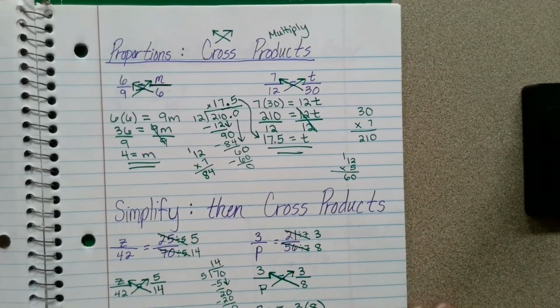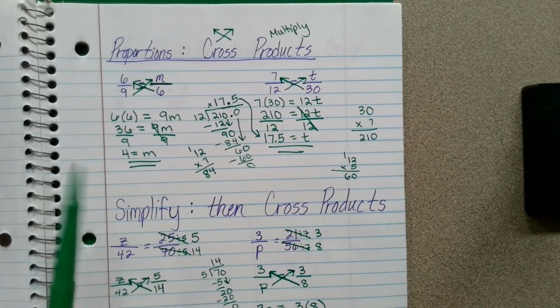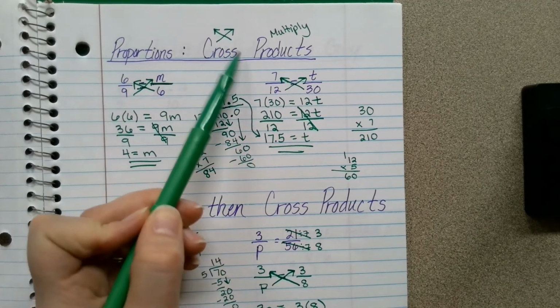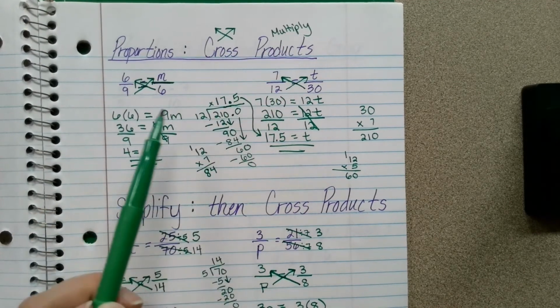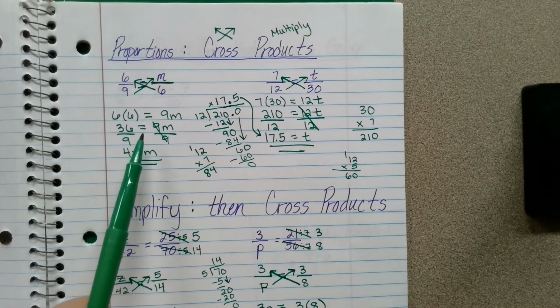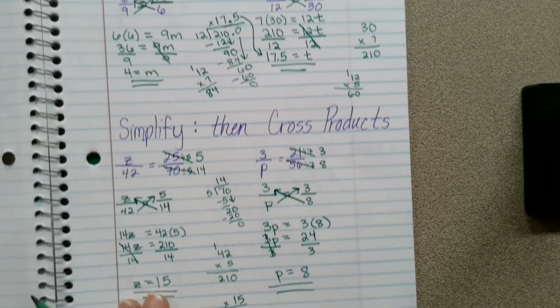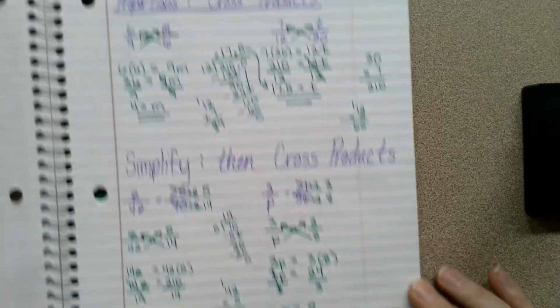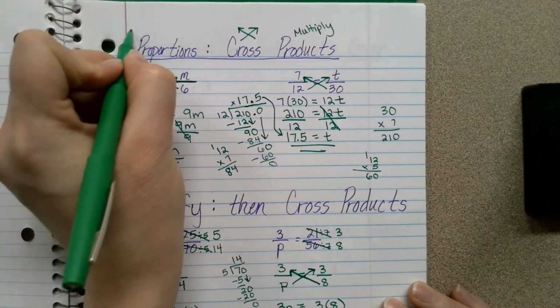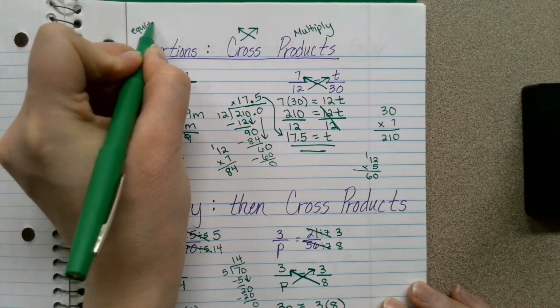So cross products is another way to solve a proportion. Cross meaning diagonal, products meaning multiplying. So we're multiplying diagonal to set them equal to each other before we solve that equation to find our missing value. Creating a proportion, which means equivalent ratios.